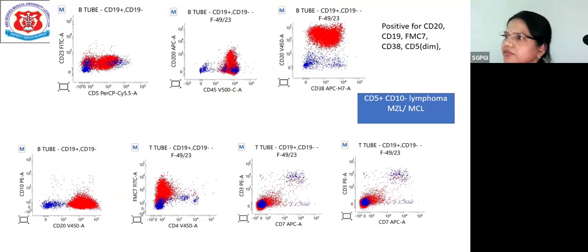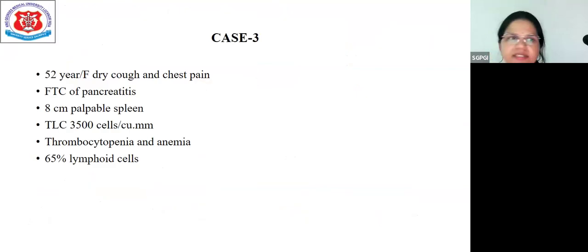Cyclin D1 can be done with the help of flow cytometry, but at our center we are not using it on flow. We are doing cyclin D1 on the histopathological sections. So this is case number 3, 52-year female with dry cough and chest pain, follow-up case of pancreatitis. Now she has an 8 centimeter palpable spleen. TLC is 3500. So TLC is reduced here. It's not increased. She has 65% lymphoid cells and is associated with thrombocytopenia and anemia.